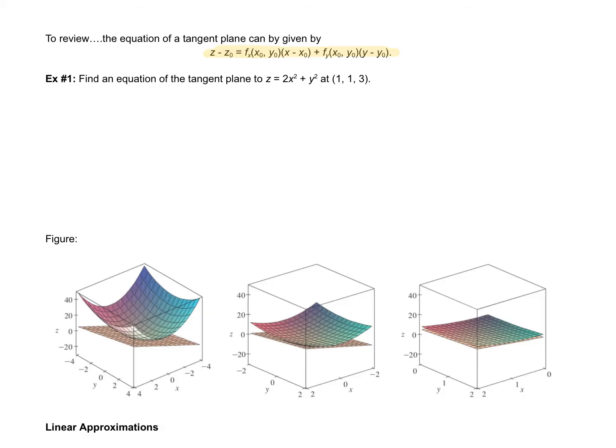So let's look at example 1. Find an equation of the tangent plane to z equals 2x squared plus y squared at the point (1, 1, 3). Okay, so before we do that, let's do a quick little review of what this graph actually looks like. So this is an elliptic paraboloid.